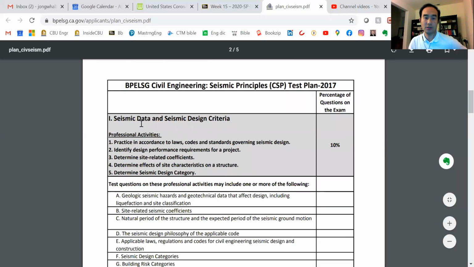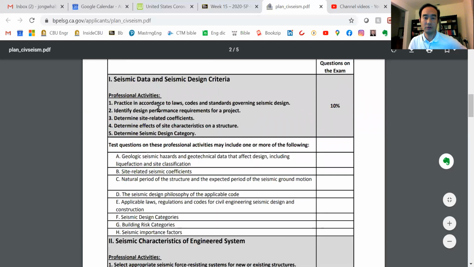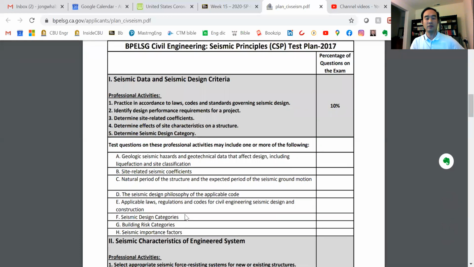So for example, seismic data and seismic design criteria is 10% out of 100 for the seismic portion. It is related to laws and design codes and standards, identifying design performance requirements, determining site-related coefficients, determining the effects of site characteristics on the structure, and seismic design category. We already touched on some of these topics when we talked about the design code, right? For example, seismic design categories, risk categories, and importance factors. We already talked about those.